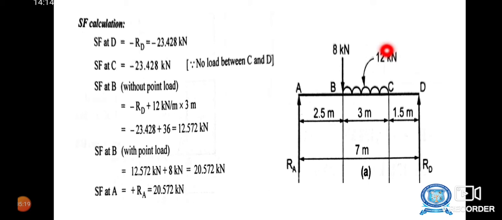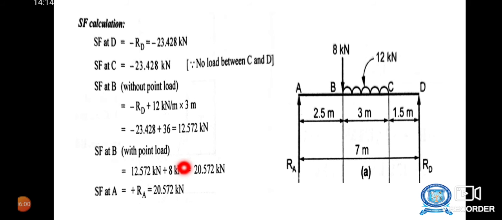Next, shear force at B with the point load. We consider the point load also. 12.572 is the value without the point load, and we add 8 kilonewton for the point load. So the value with the point load, considering both UDL and point load, is 20.572 kilonewton. Next, the shear force at A is the reaction force at A, a positive value, 20.572 kilonewton. So we have found the shear force values.